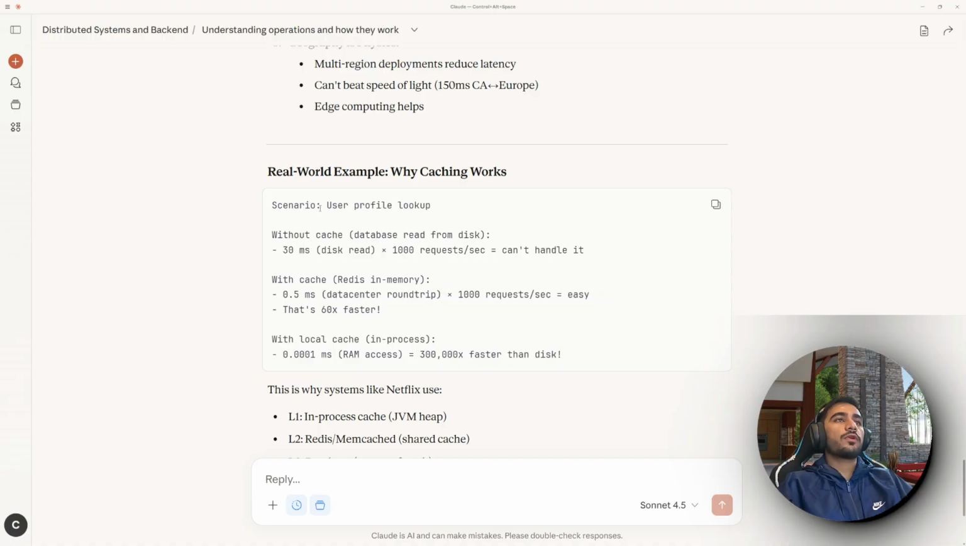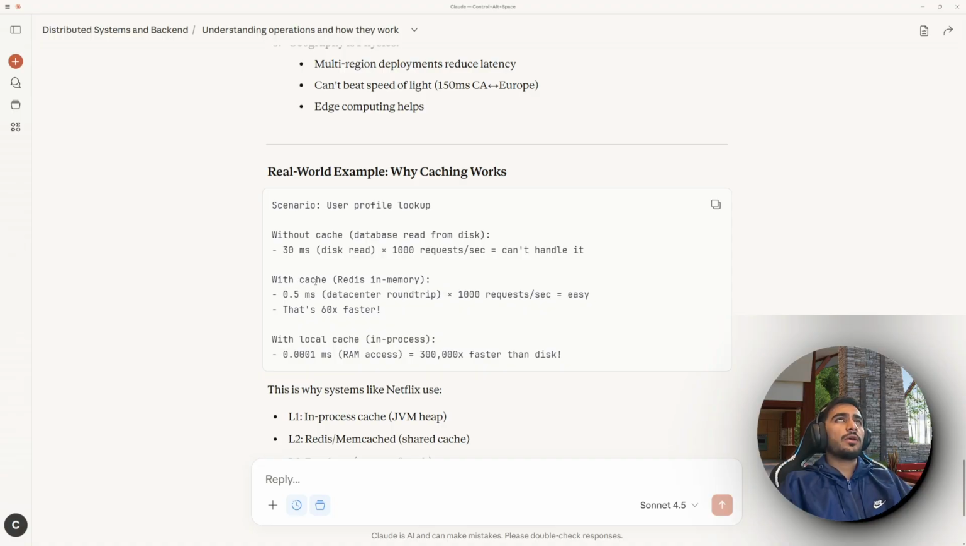Okay, just for example, we want to do a user profile lookup without cache. Database read from disk, 30 milliseconds, into 1000 requests per second. We can't handle it. That is a lot, because that will be 30 into 1000 requests, 30,000 milliseconds. That's 30 seconds it would take to handle those, which is not ideal.